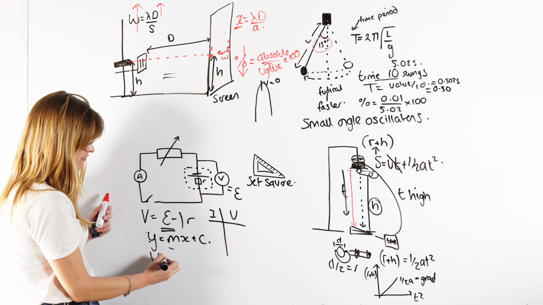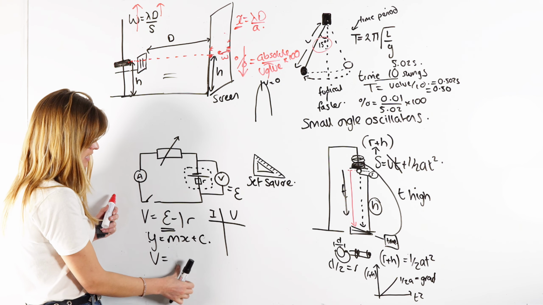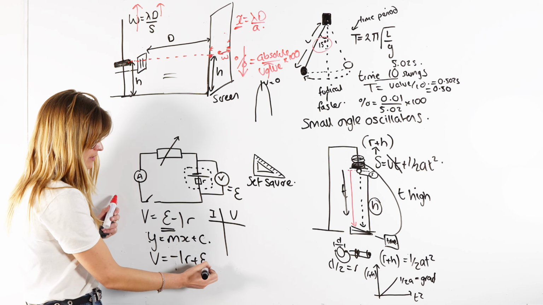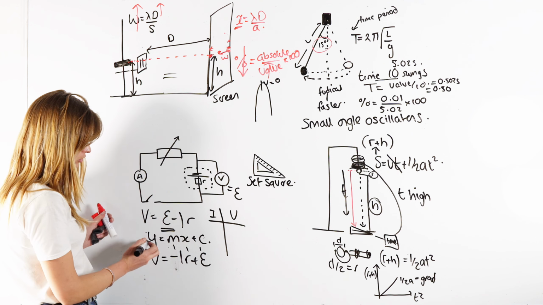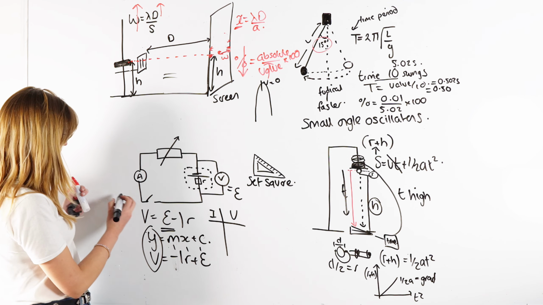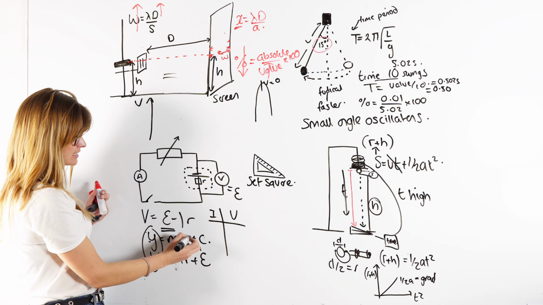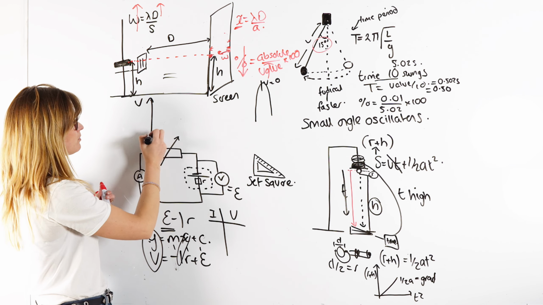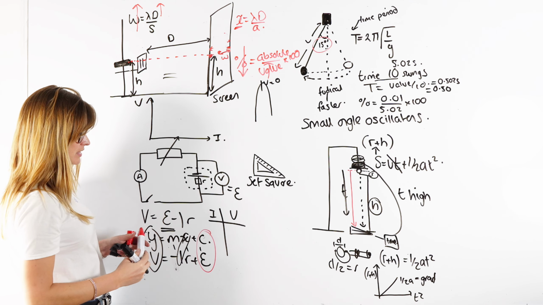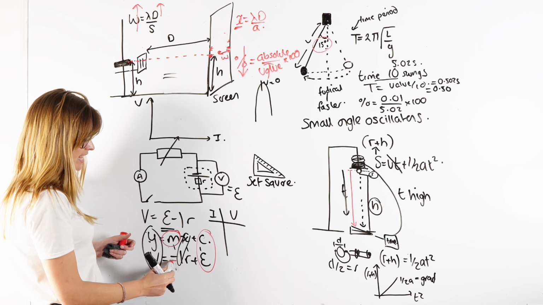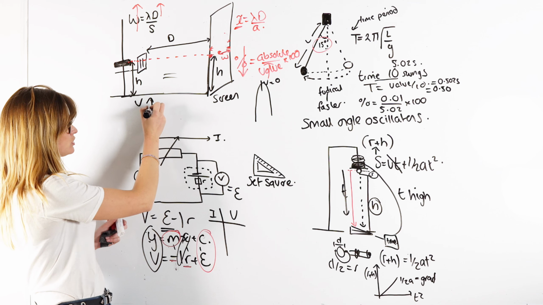So I'm just going to rearrange that now. I want to move it to look like that equation. So V equals negative IR plus the EMF. So now I can see I can line these up quite nicely. If I plot a graph with my potential difference on the y-axis, and my current on the x-axis, I can see that my y-intercept is going to be the EMF, and my gradient is going to be negative R.